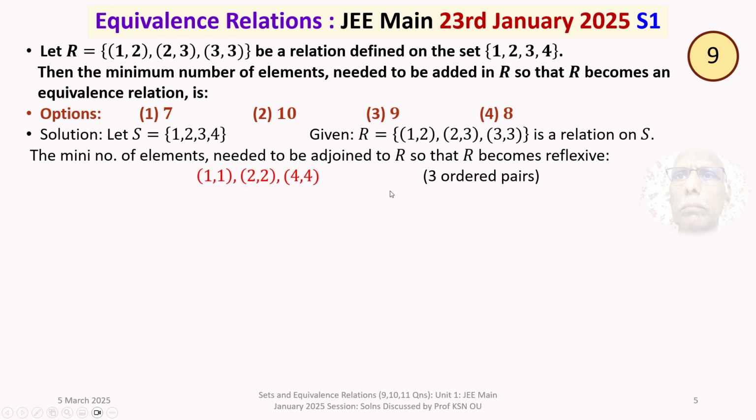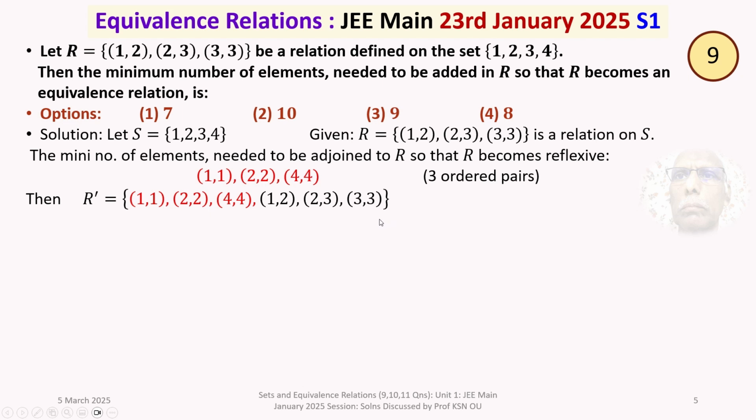Then the resulting R, we call it R prime. Let R prime be, after adjoinment, (1, 1), (2, 2), (4, 4). These are the elements which we have adjoined. And (1, 2), (2, 3), (3, 3) is already there. Now the question is, is it an equivalence relation?